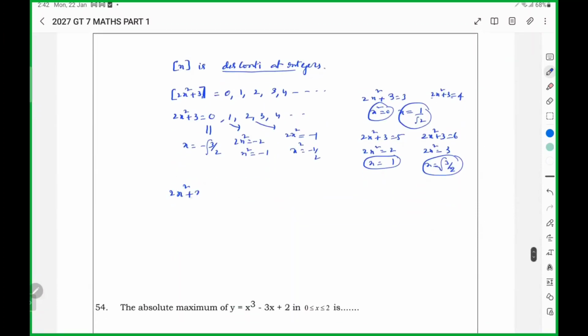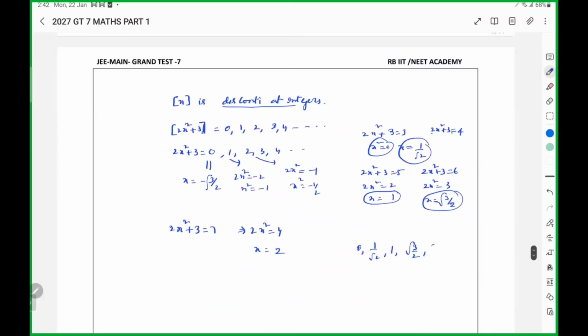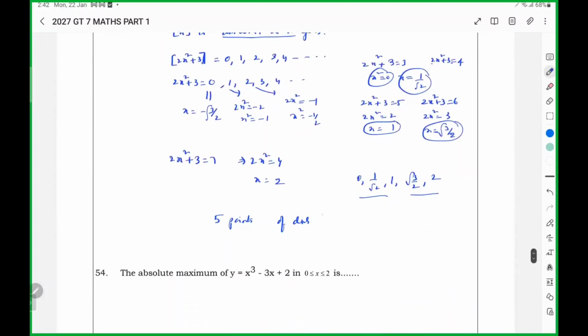Even you take 7, x is 2. So 0, 1 by root 2, 1, root 3 by 2 and 2. So how many points of discontinuity? So 5 points of discontinuity.